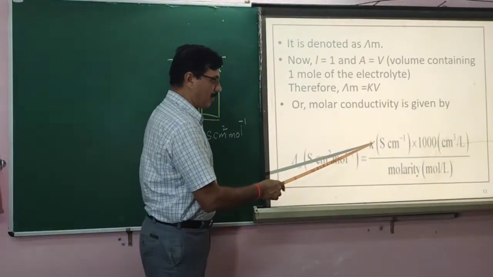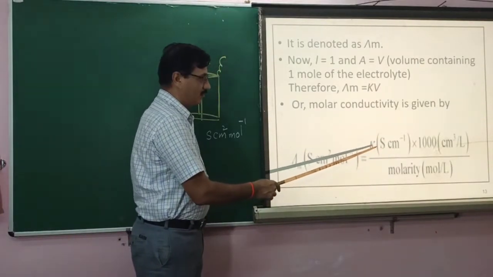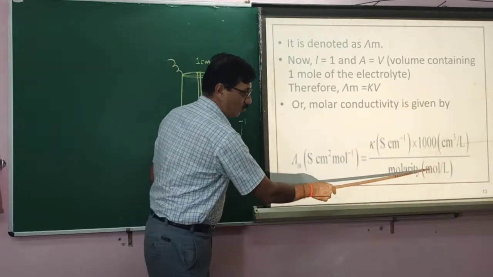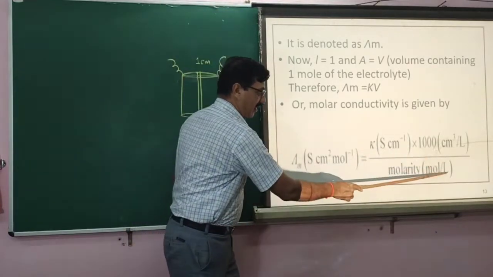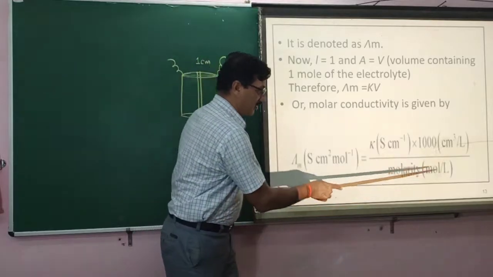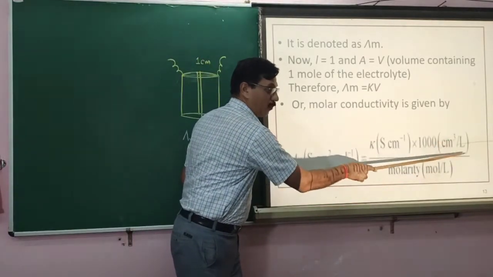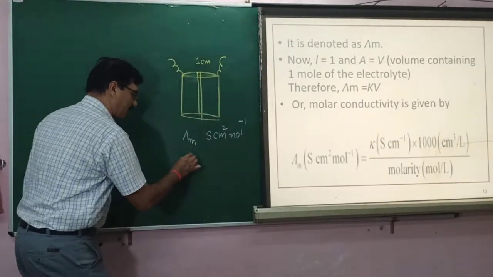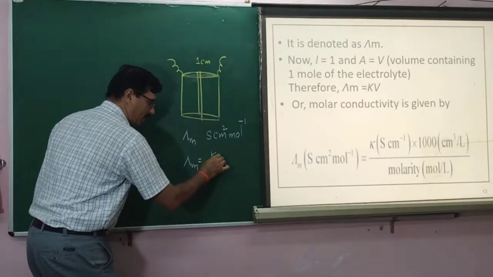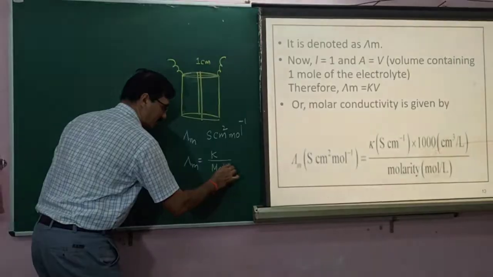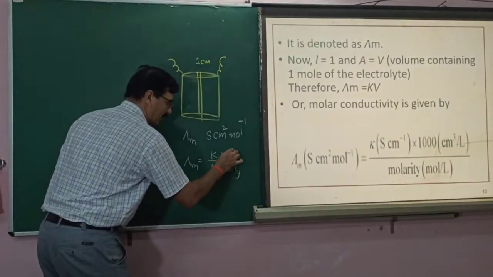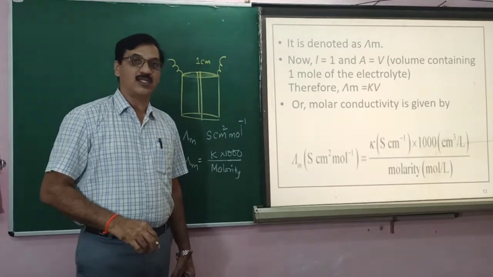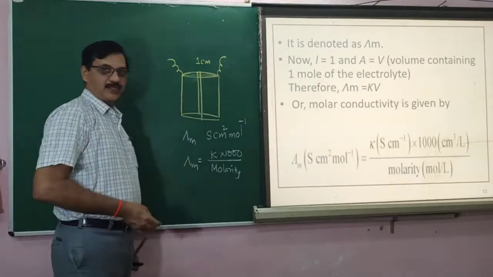This is because kappa has the unit S per centimeter, conductivity per ohm per centimeter, and molarity is in moles per liter. Since liter is a derived unit from centimeter, this is to be converted to centimeter cube per liter, that is, 1000 is to be the multiplication factor. So simply lambda m is written as kappa by molarity, or concentration, into 1000, where molarity is expressed in moles per liter. The 1000 multiplication changes that into this particular unit.